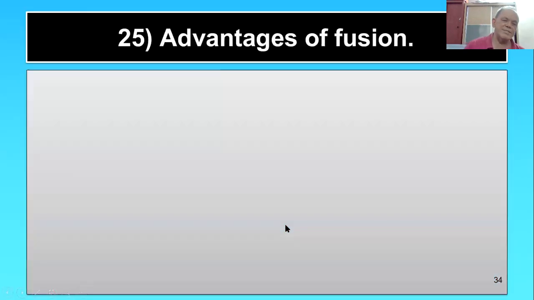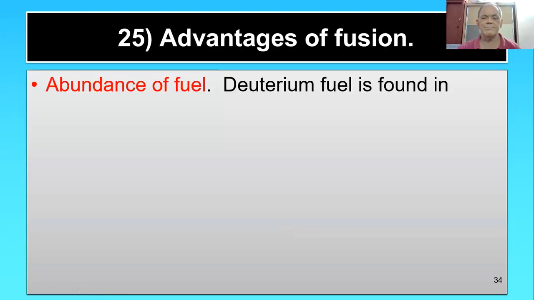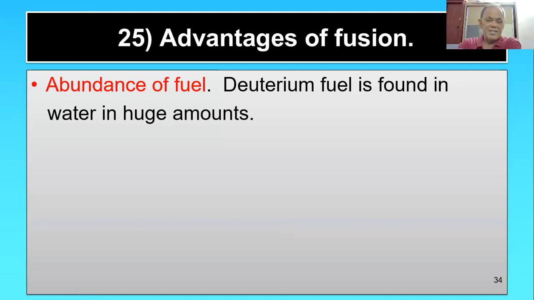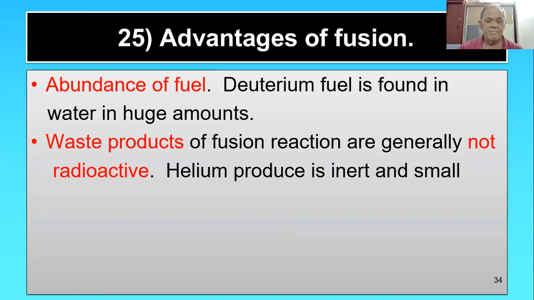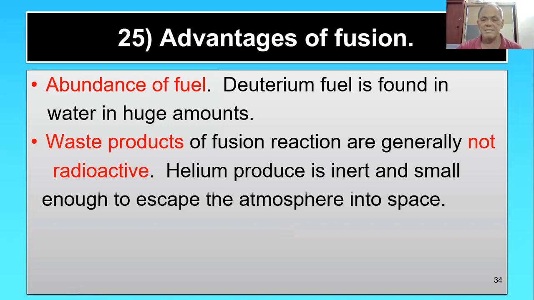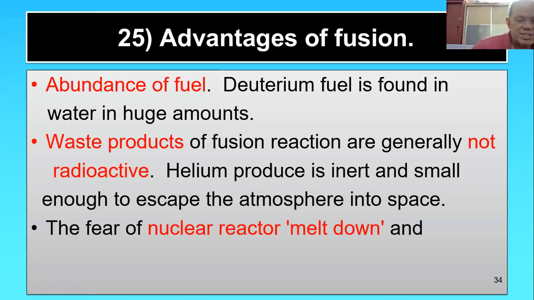What's the advantage of fusion? An abundance of fuel. Deuterium that we use in the reaction is found in the water in huge amount. You don't have to go and dig for it and go and find it. Water is everywhere. Waste products of the reaction are generally not radioactive. Helium is an inert gas, small enough to escape the atmosphere into space. Doesn't pose much danger to us.